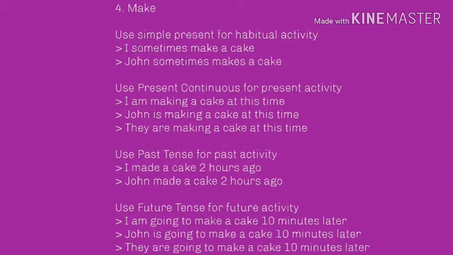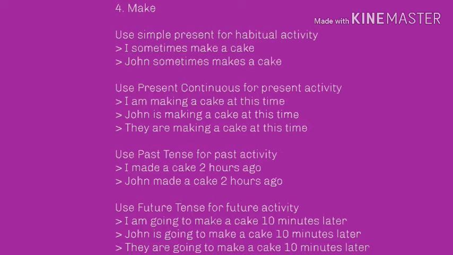Number 4. Make. Use simple present for habitual activity. For example, I sometimes make a cake. John sometimes makes a cake. Use present continuous for present activity. For example, I am making a cake at this time. John is making a cake at this time. They are making a cake at this time.